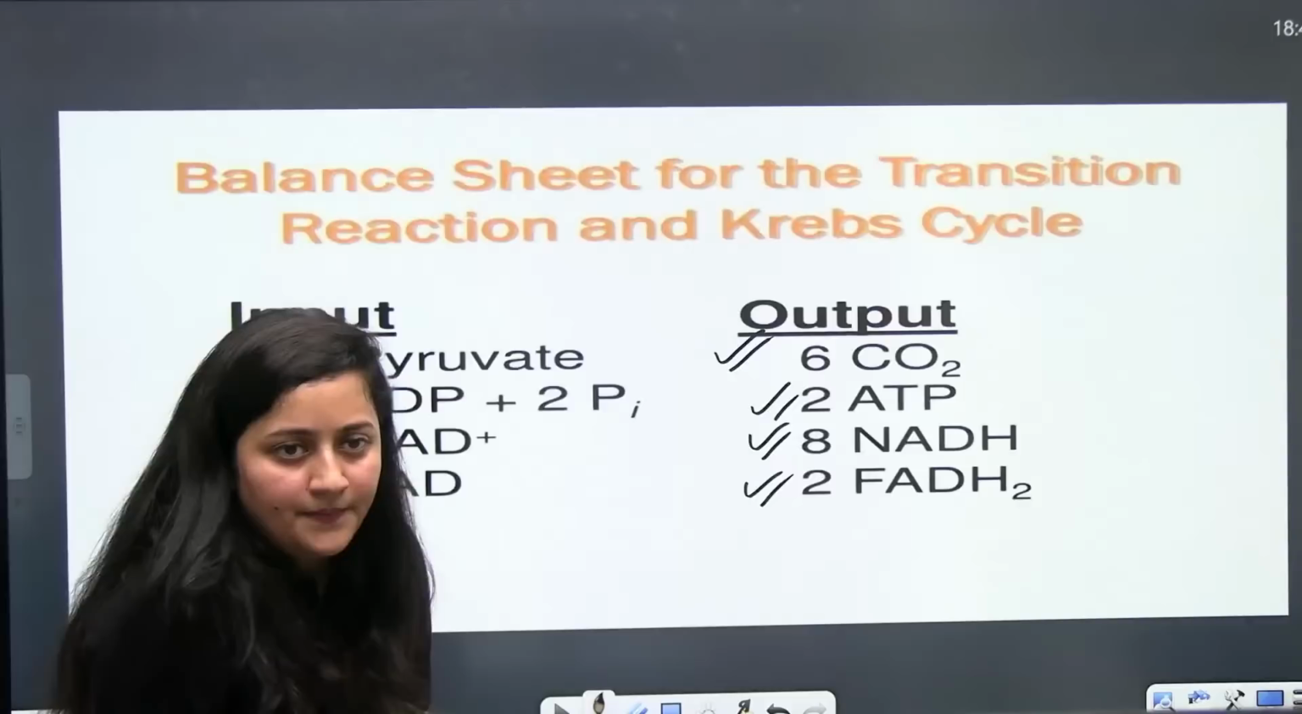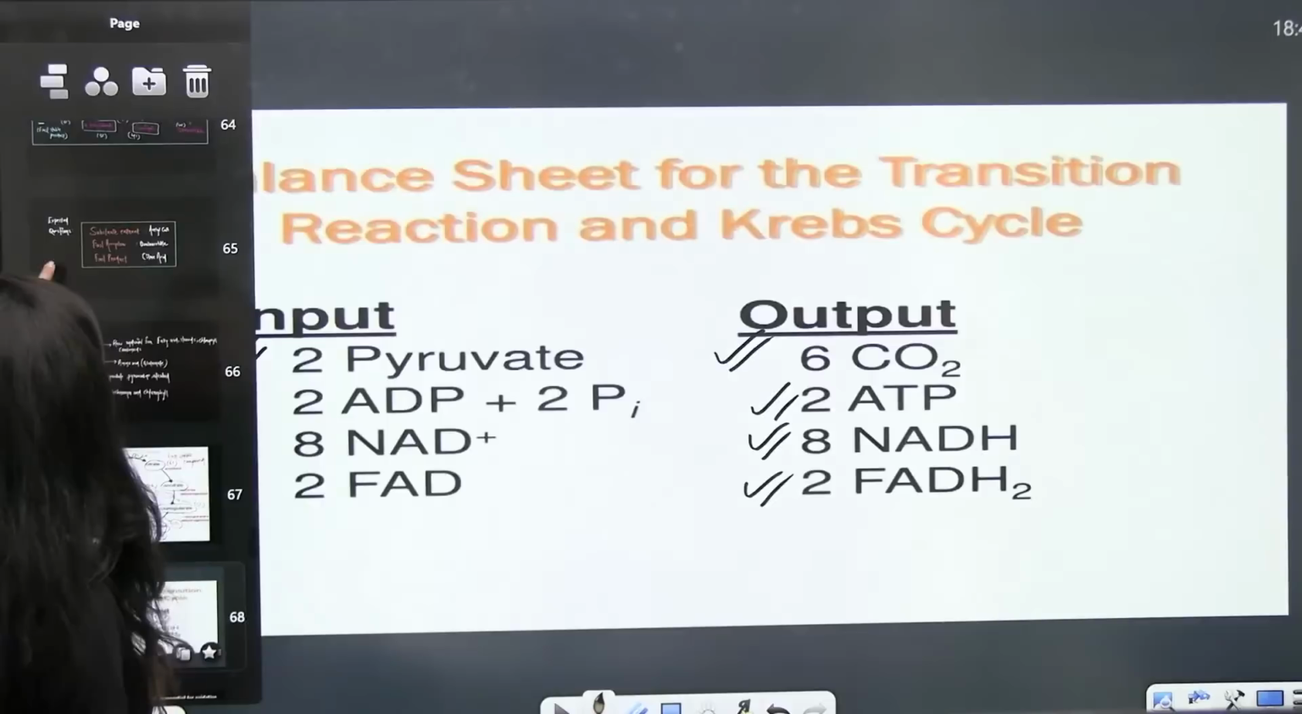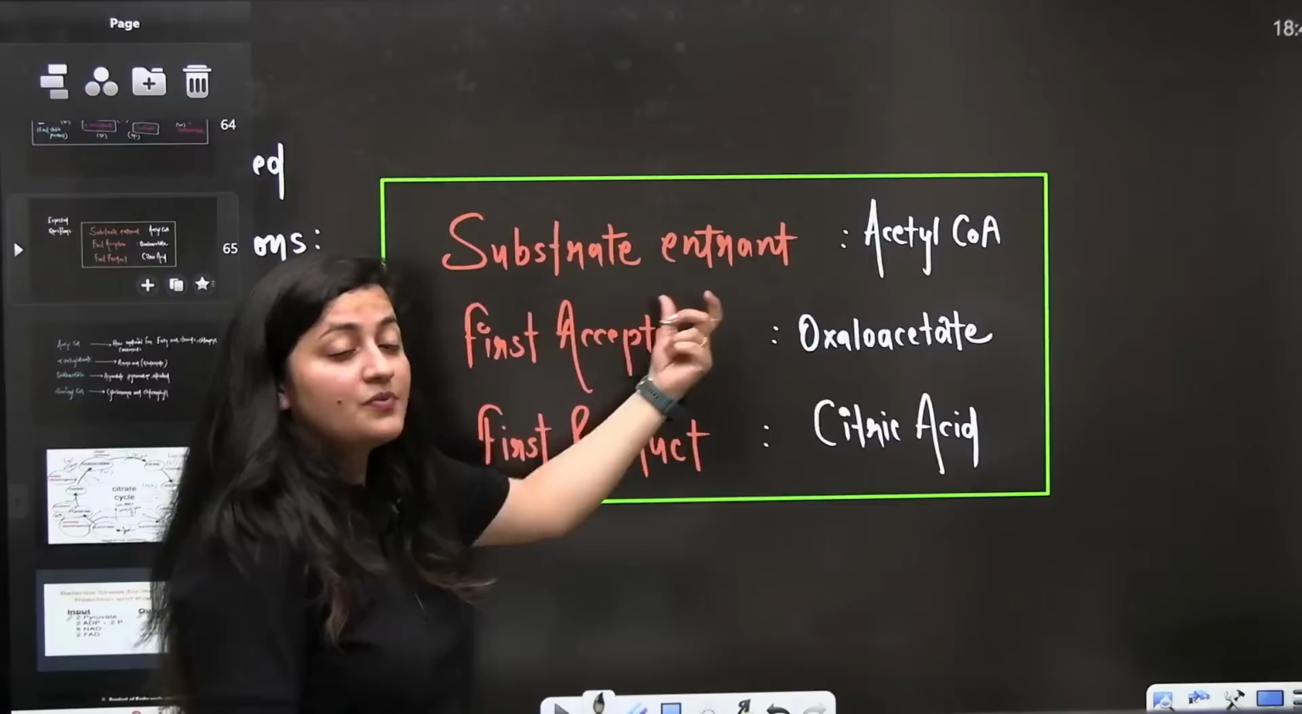And here you can see some expected questions. The substrate that will enter is acetyl coenzyme A. The first acceptor is oxaloacetate, which is a 4 carbon compound. First product is citric acid.